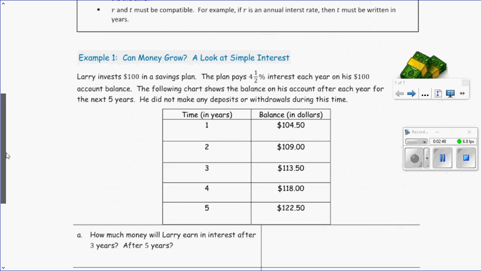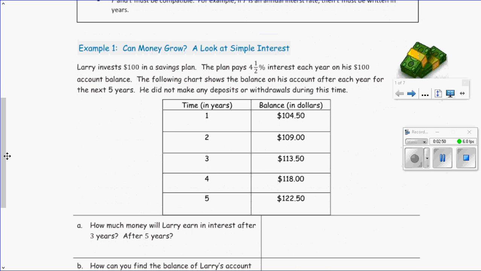So let's go ahead and look at example 1. Larry invests $100 in a savings plan. That's the principal. Okay, that's the starting amount of money. The plan pays 4.5%. That's the rate. And it also could be written as a decimal.